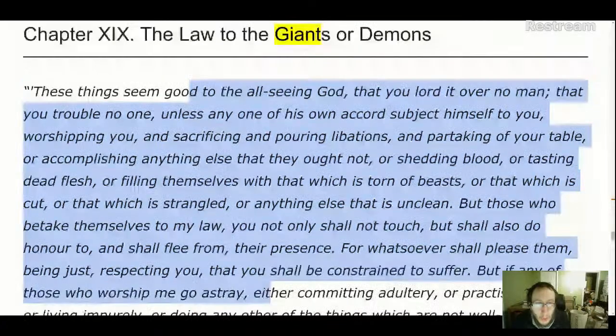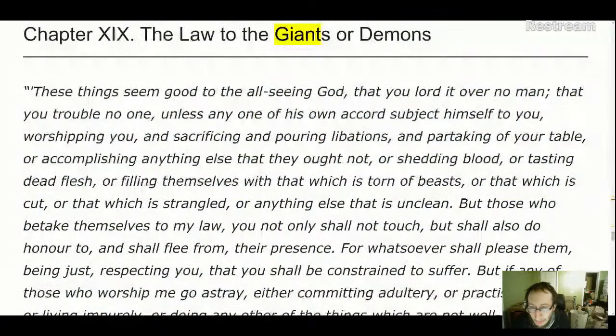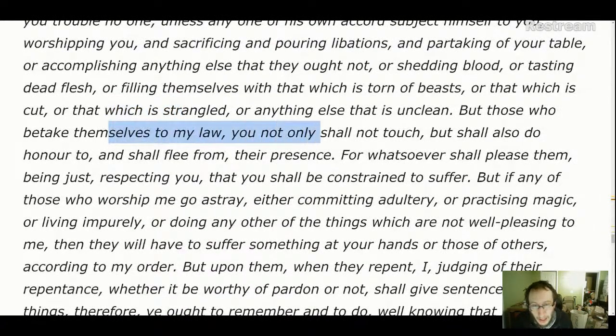So it says, lord it over no man, do not trouble anyone unless he subjects himself to you, worships you, sacrifices, pouring libations, partaking of your table, or accomplishing anything else they ought not, such as shedding blood, tasting dead flesh, filling themselves with that which is torn of beasts, or that which is cut, or that which is strangled, or anything else that is unclean. Those who betake themselves to my law, you shall not touch. You shall also do honor to them, and you shall flee from their presence.